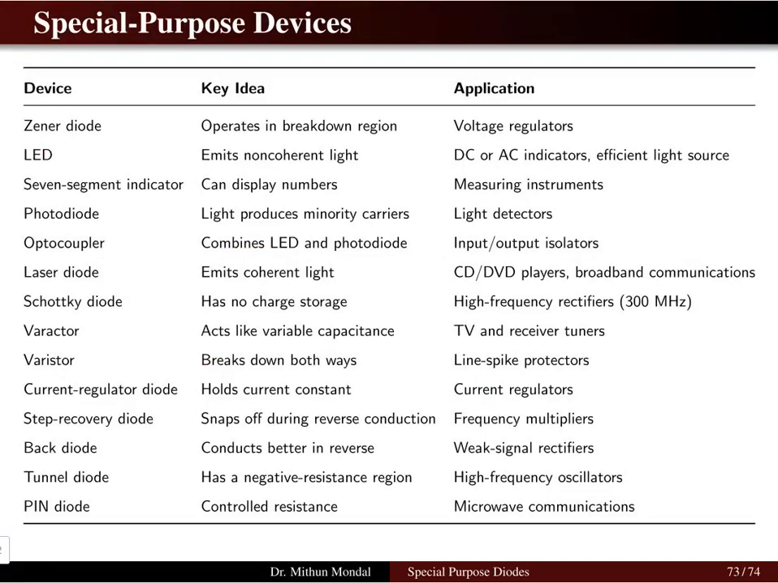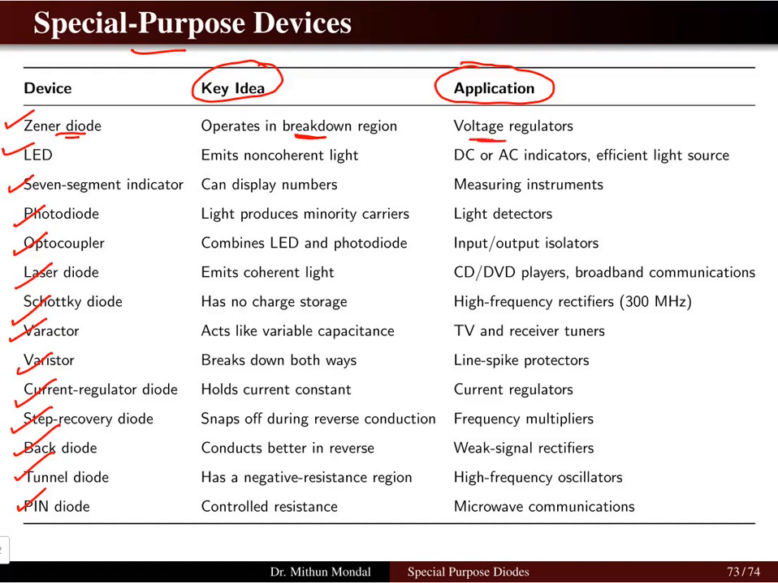If we compare all the diodes that we have studied in this lecture on special purpose diodes, starting from the Zener diode, LED, 7-segment display, photodiode, optocouplers, laser diodes, Schottky diodes, varistors, current regulator diode, step recovery diode, back diode, tunnel diode, and PIN diode, we can see the key idea and the applications of these diodes in different fields. The Zener diode operates in the breakdown region, and its main application is as a voltage regulator. LEDs, the light emitting diodes, emit non-coherent light.